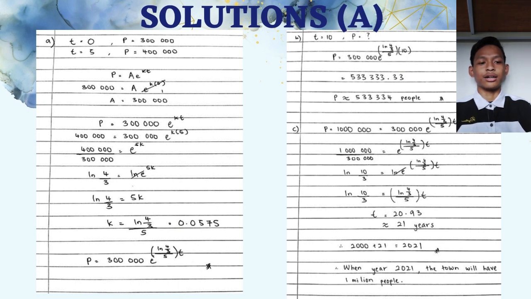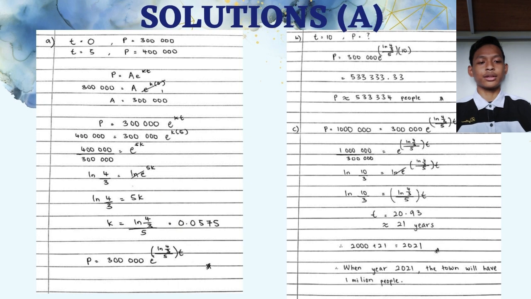So you see the P is 300,000 and the T is 0. And for P 400,000 and the T is 5. So the formula of population is P equal to A E power of KT.